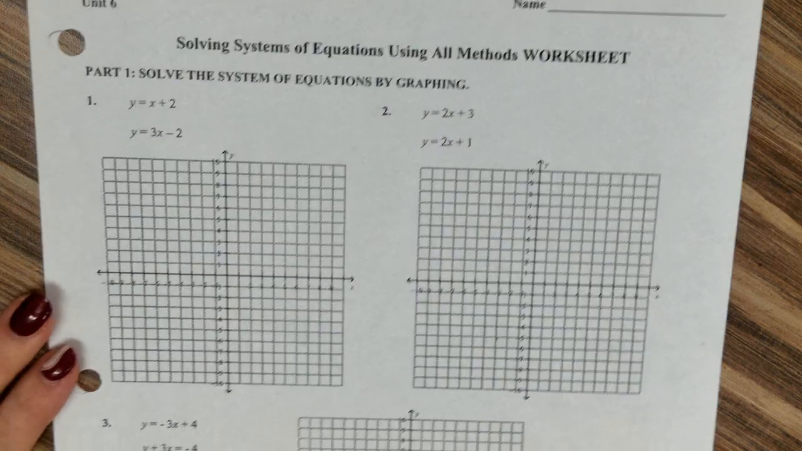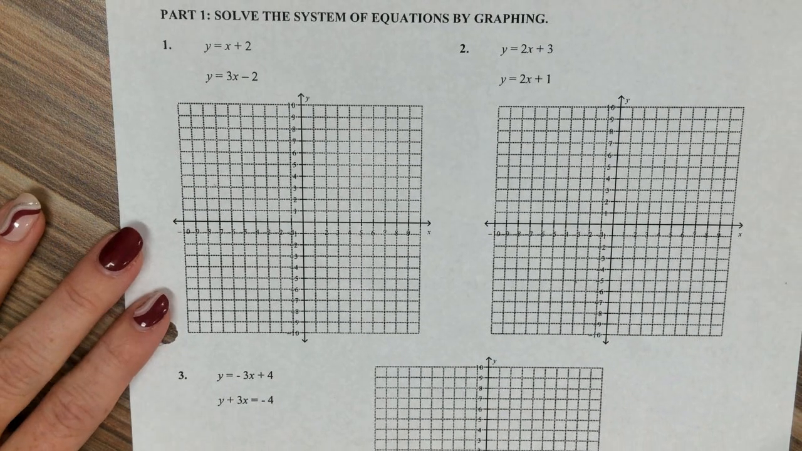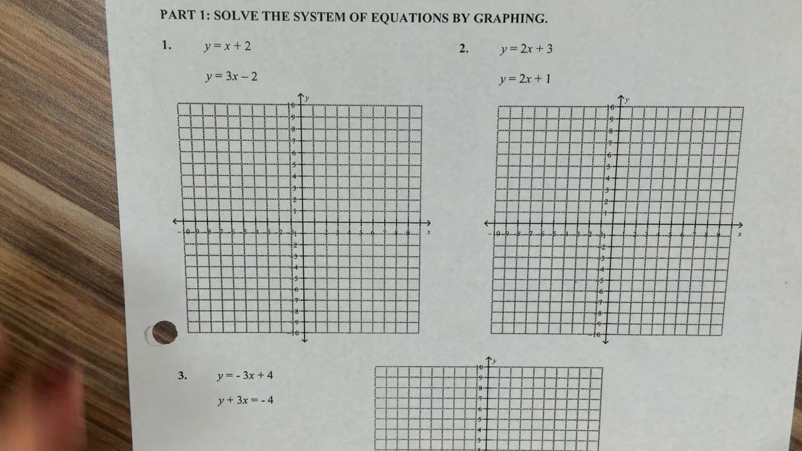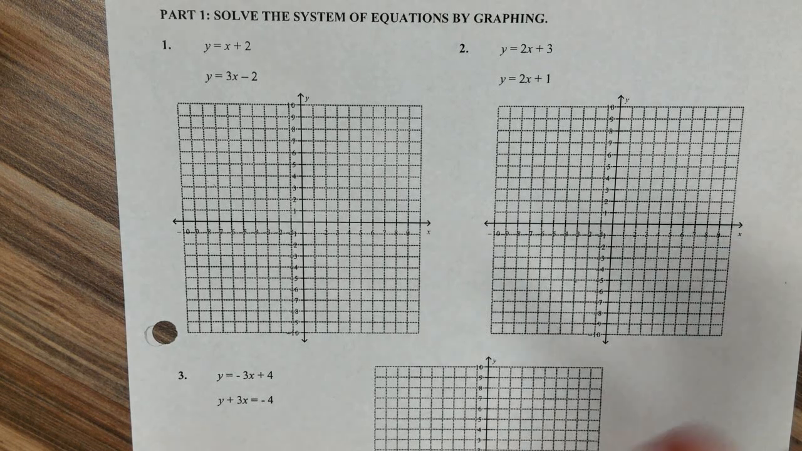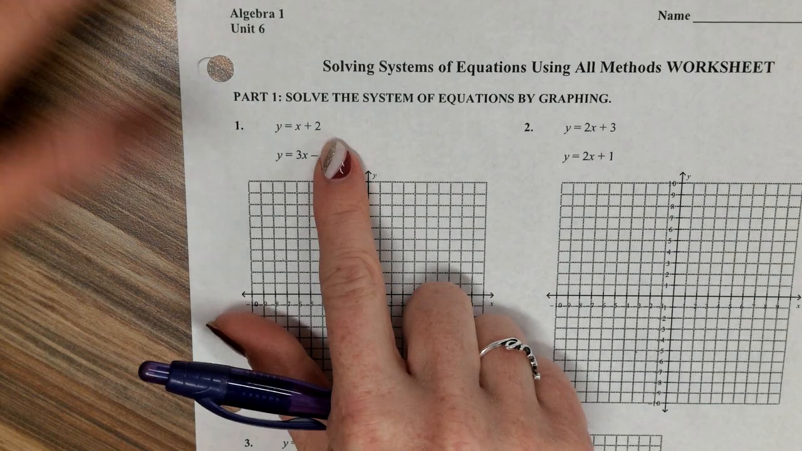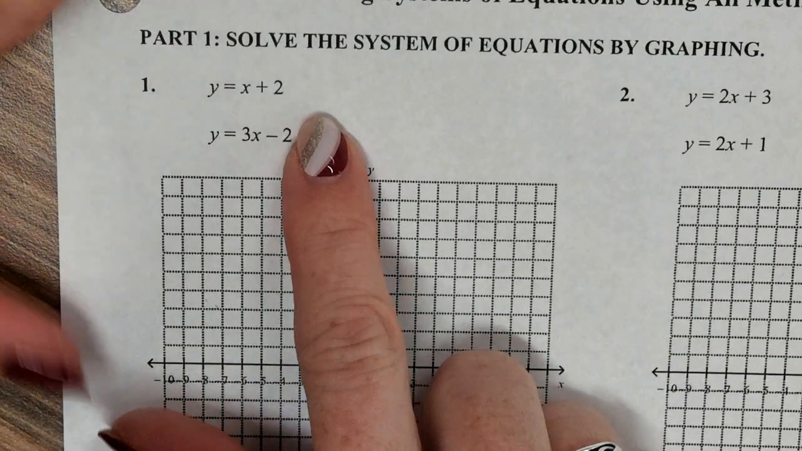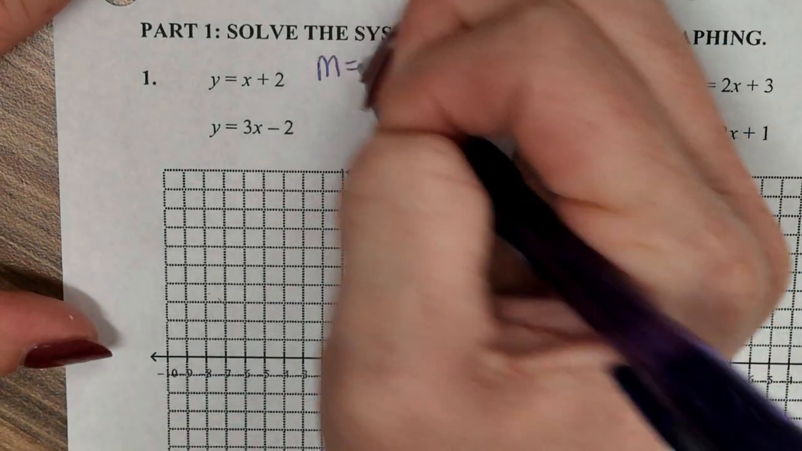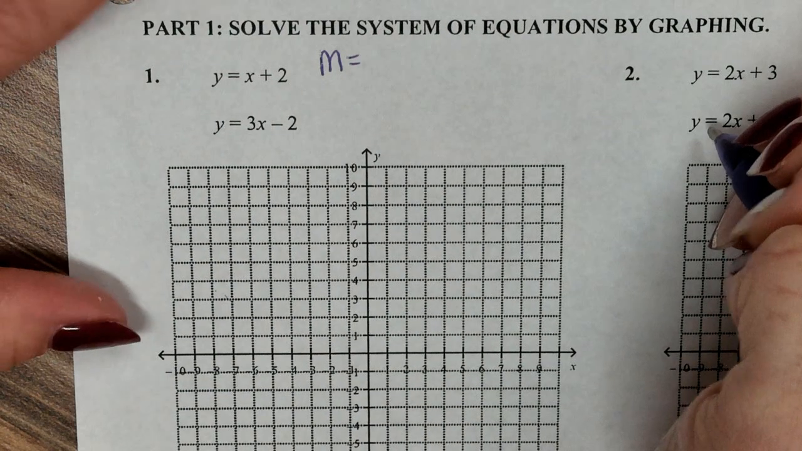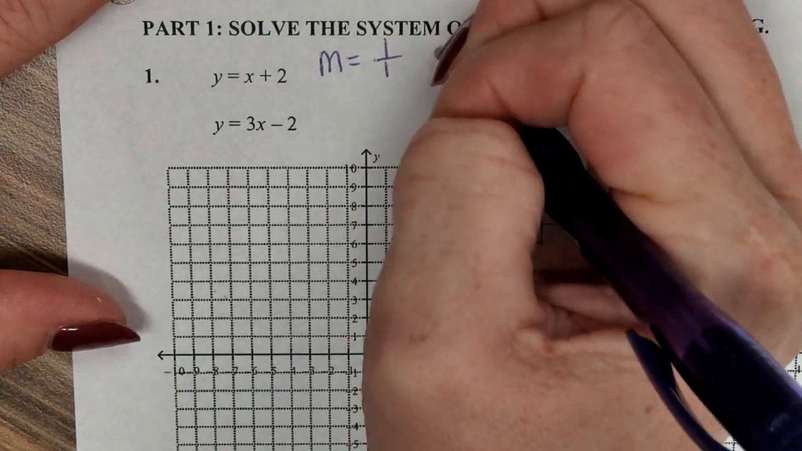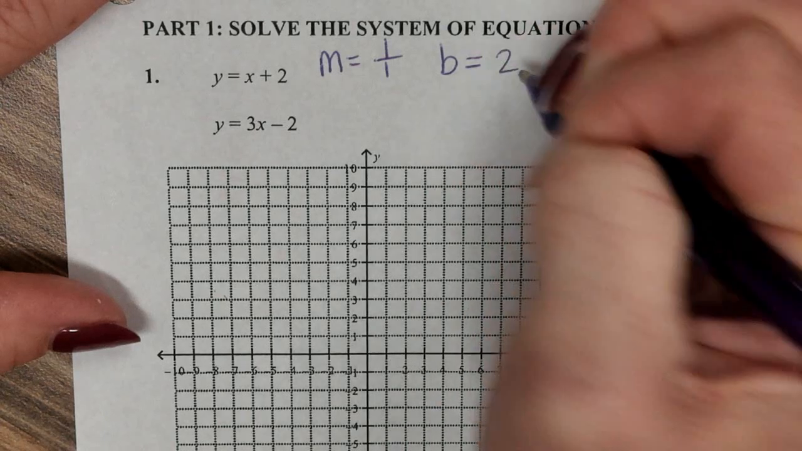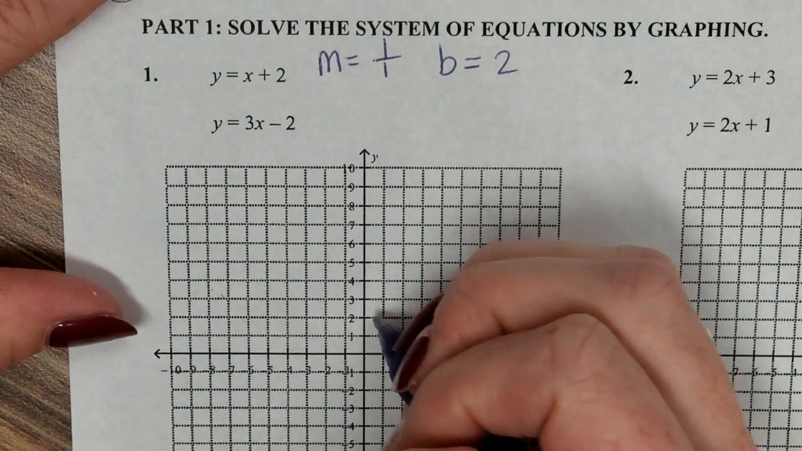All right. When you're solving a system of equations by graphing, you have to graph them. You can either use your calculator and the table, or you can just use the slope and y-intercept. So I'm going to use the slope and y-intercept. Look at number 1. What is the slope? The m. 1 over 1. What is the b? The y-intercept. So I'm going to go to the y-axis to 2, put a dot.